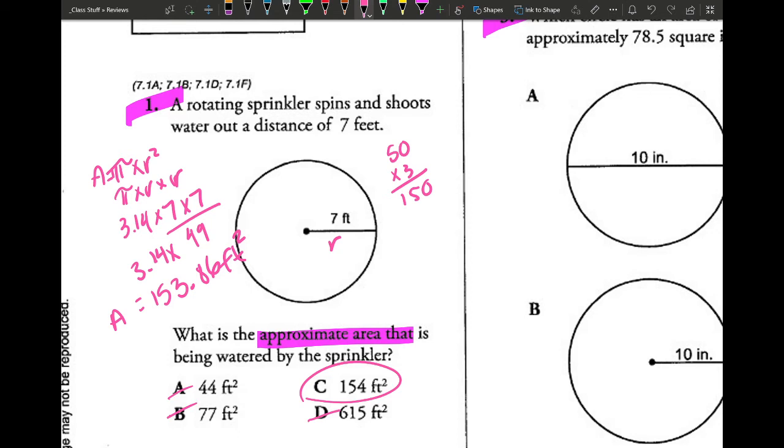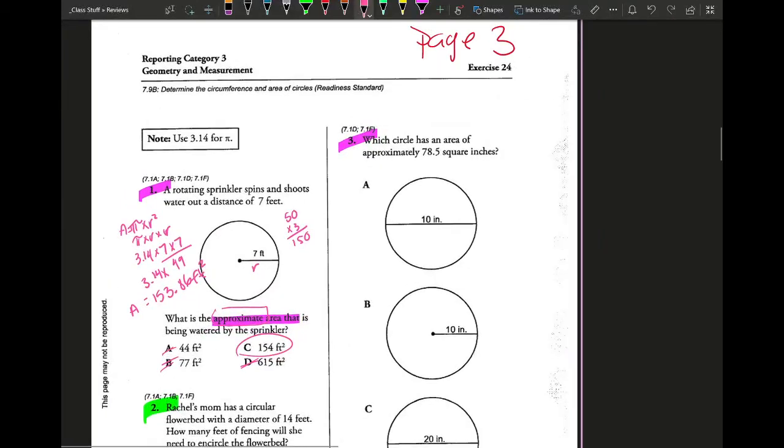If they give you both linear and square, and you pick the linear one, it's going to be wrong. But Mr. 153.86 is not 154. No, but that's the closest, right? Plus, look at what this word is, approximate area, right? They're just rounding. It's way off from A, B, or D. Does anybody have any questions so far?